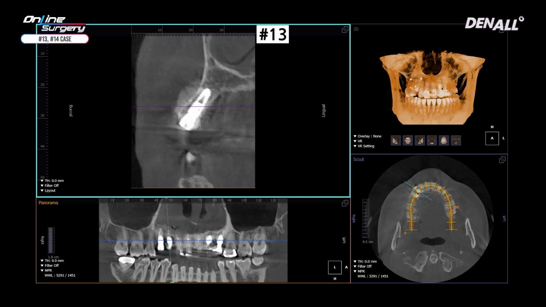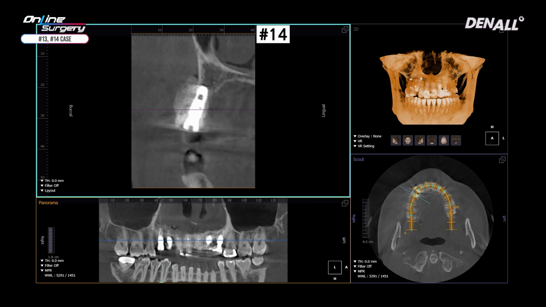If you take a look at the CT, implant has been placed in number 3 on the buccal side. Sufficient bone graft materials can be observed. In number 4, you can see a significant amount of bone graft material in place.